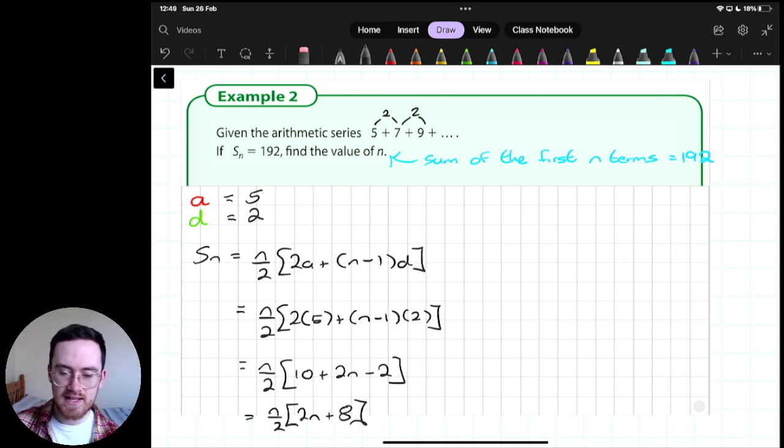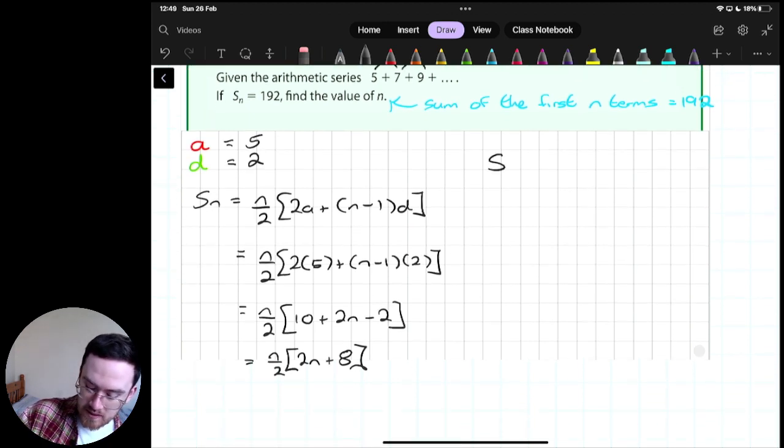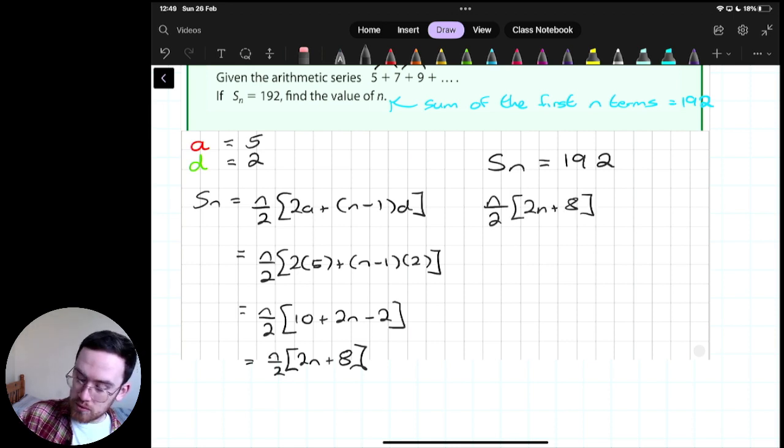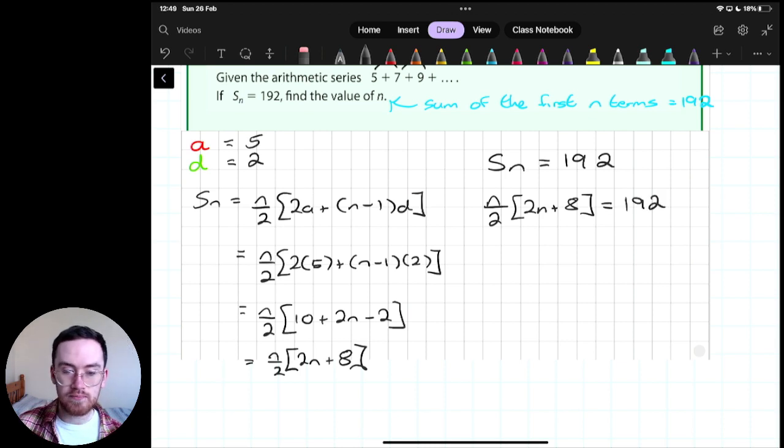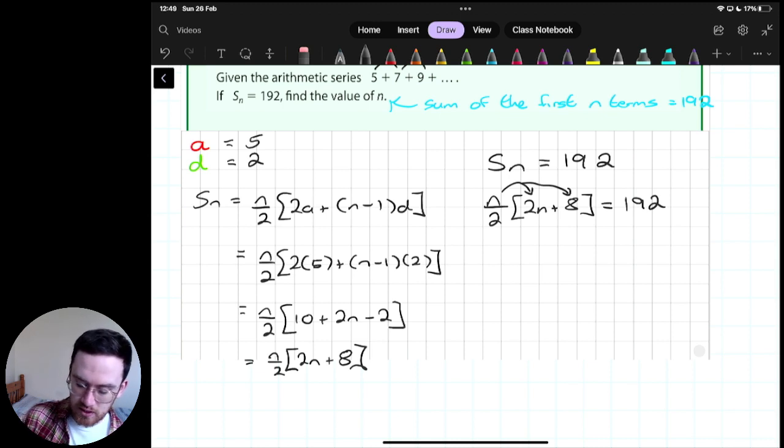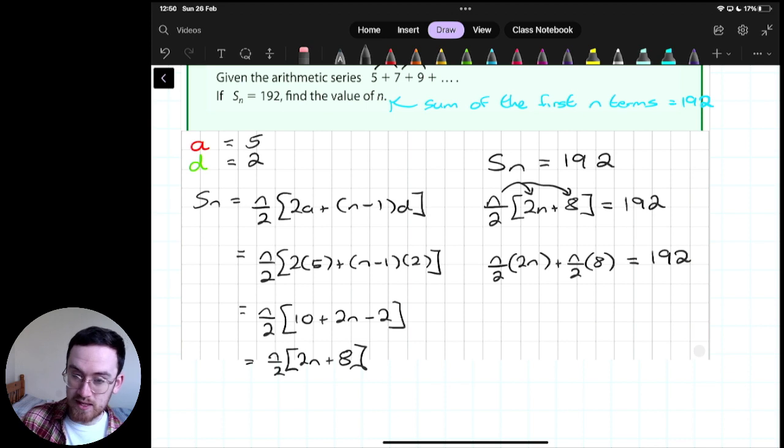Okay, we have Sn. What we want now is that Sn is equal to 192. So let's take our formula for Sn. Instead of Sn, we'll write in the formula, and we'll put that equal to 192. Okay. So now at this point, we need to multiply out these brackets, and we have to be careful doing this. So we're doing n over 2 multiplied by 2n and n over 2 multiplied by 8. The usual way that we would multiply out our brackets. So n over 2 by 2n plus n over 2 by 8. That's just the standard way that we would multiply out our brackets.